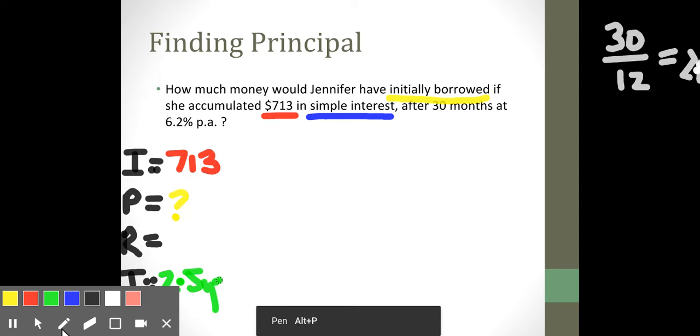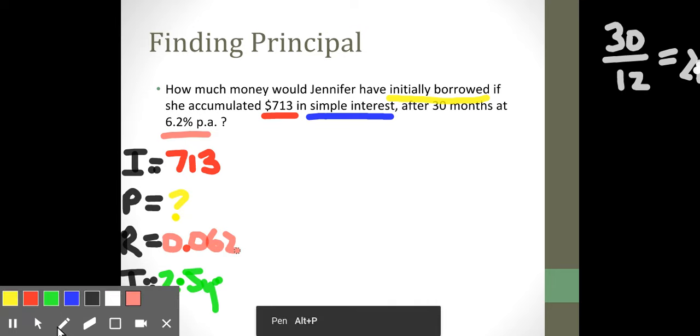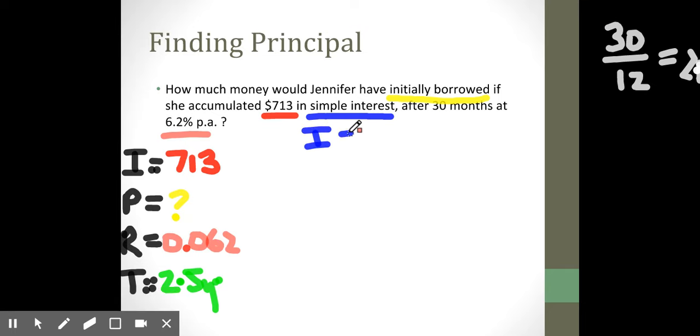And the last bit of information in there is at 6.2% per annum. So we'll convert that to a decimal straight away, 0.062. All right, so let's have a crack. Let's write out the formula we're using. I equals P R T. Let's substitute in what we've got.